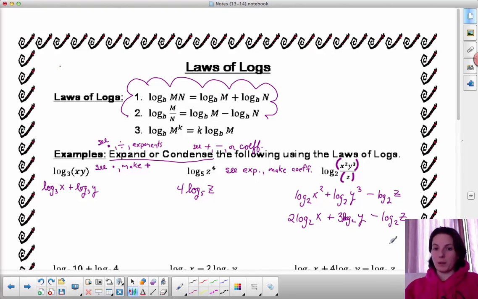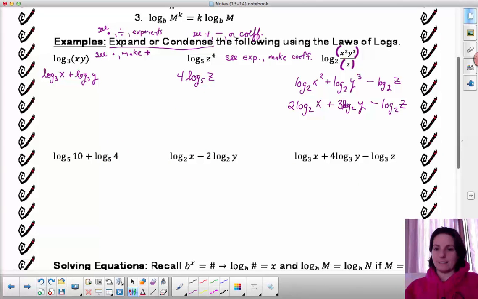So now there are three down below where we have to go in the opposite order, where we have to condense. So we see an addition means that we would keep this log base 5. And we need to change it to a multiplication, so 10 times 4. Now, again, it's our notes. That's why I took that extra step. In your work, I would expect that you could probably just say, oh, it's a sum, so we need to change it to a multiplication. Log base 5 of 40.